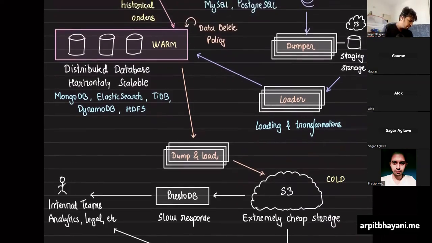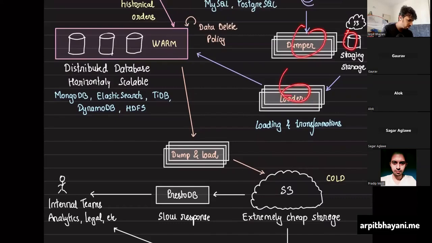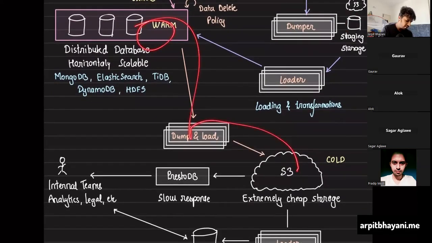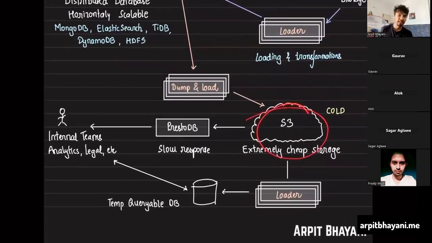Similarly to the dumper, staging, and loader, you do something very similar and put data onto S3. Now, when your data goes into S3, it's very unlikely that you would be directly querying the data. But in case you want to do it, you can use PrestoDB.